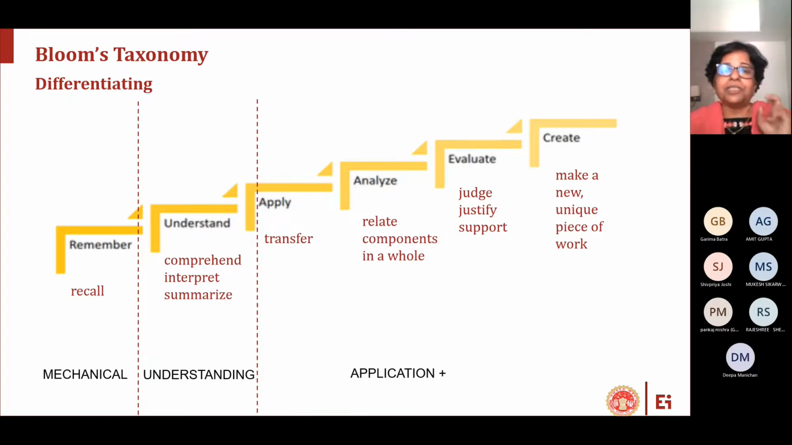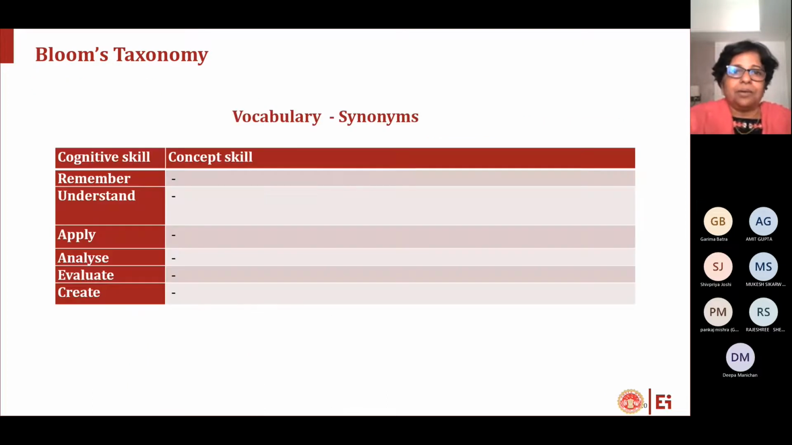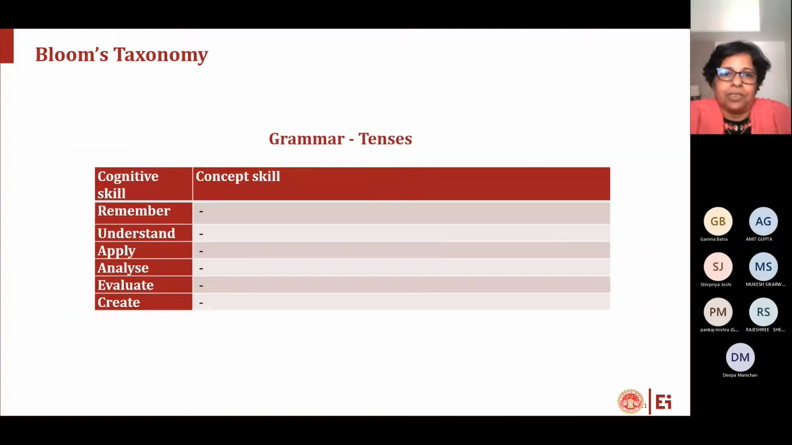So now what we will do is take up the questions you have made. The first step is to check whether it is at a granular level or at a conceptual level, and then you will check whether it is at a mechanical level, understanding level, or application level. From the next slide, if we have time, we will do a list for synonyms. Suppose you're teaching synonyms, what will be at the remember level, understand level, all those things. That will come later if we have more time.